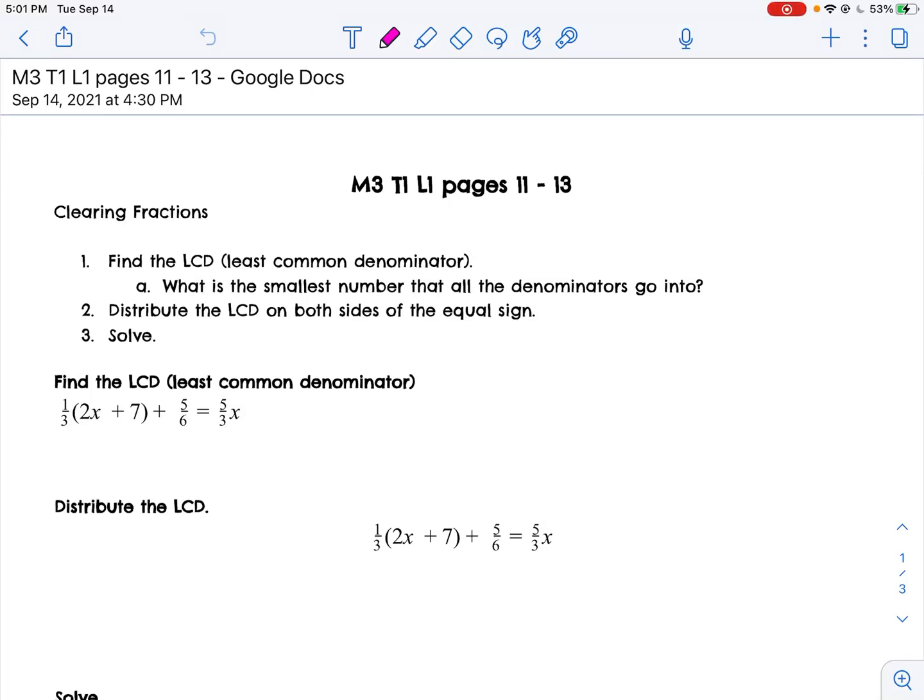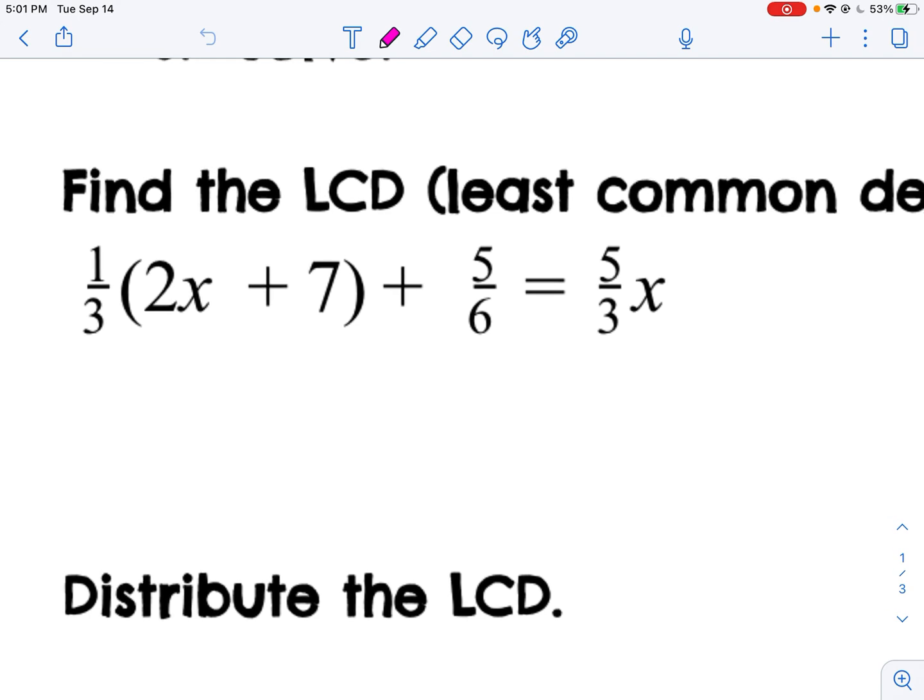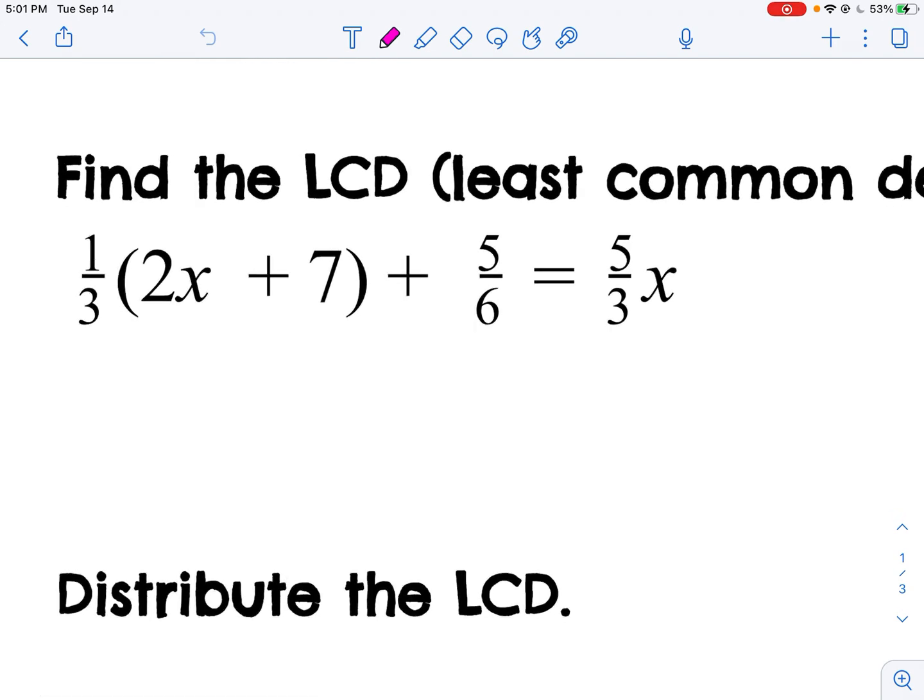Again, we're clearing fractions. This is from the book. It's Module 3, Topic 1, Lesson 1, and we're on pages 11 through 13. Finding the least common denominator, distribute, and then solve. That's what we're doing. So on this one, I'm going to find the least common denominator.